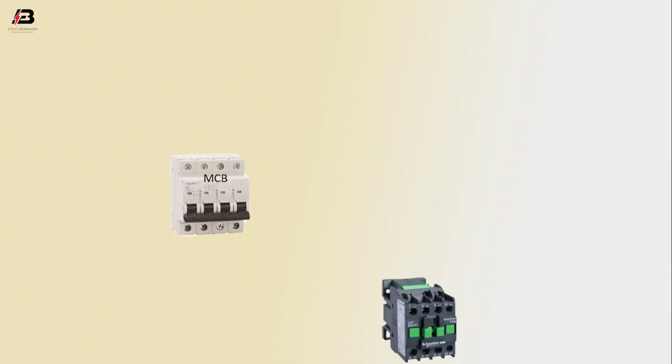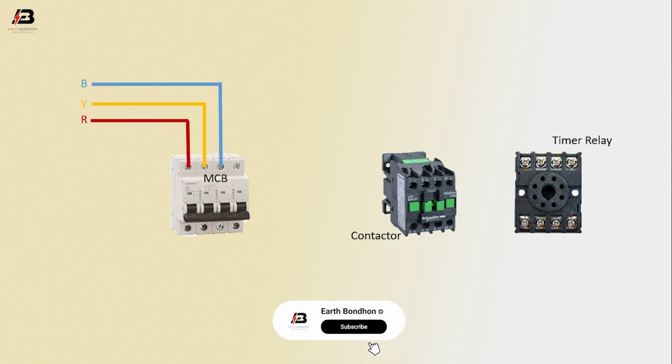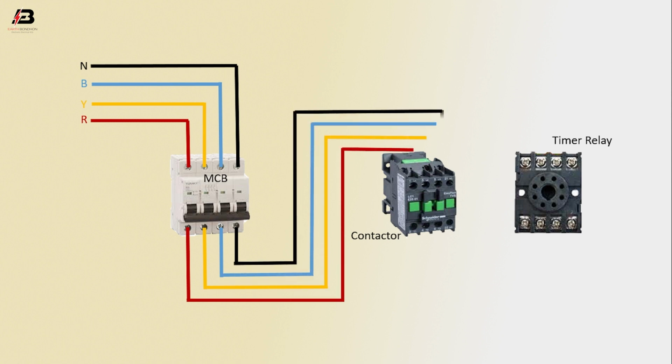So viewers, let's start. MCB circuit breaker, contactor, timer relay. First phase connection to MCB, second phase connection to MCB, third phase connection to MCB, neutral connection to MCB. Phase and neutral connection output from MCB to connect contactor.